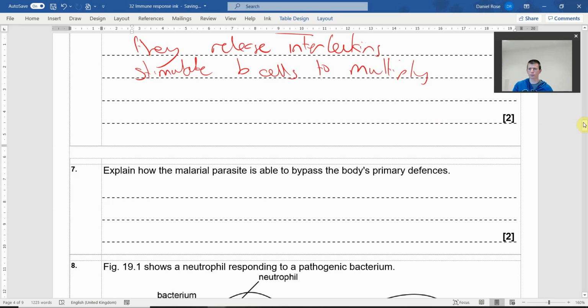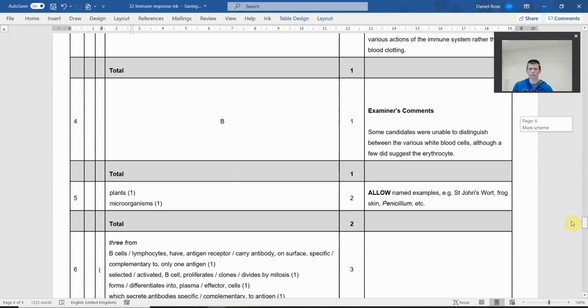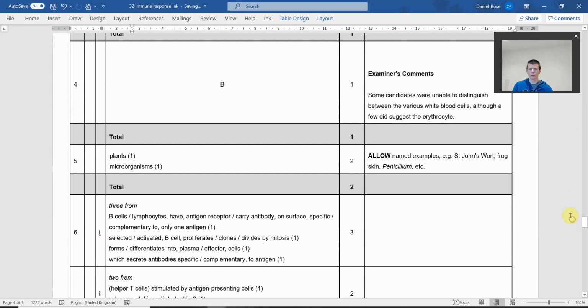for this one now. What you need to recognise is that these commas are here. So that's actually really important. Each of these commas is really important. So B lymphocytes have a receptor that carries the antibody on the surface, which means you need to state B cells, antigen receptor, surface, specific, complementary to one antigen. You need all of that for the mark.